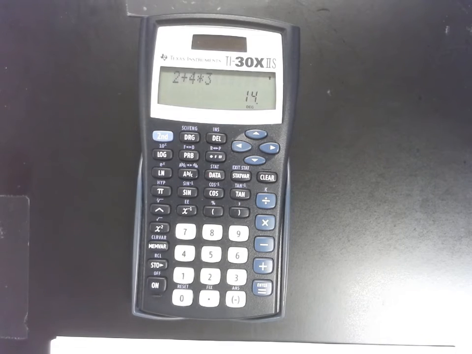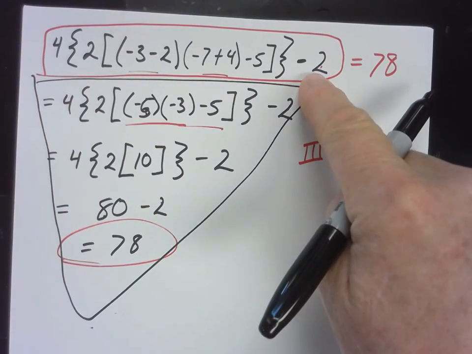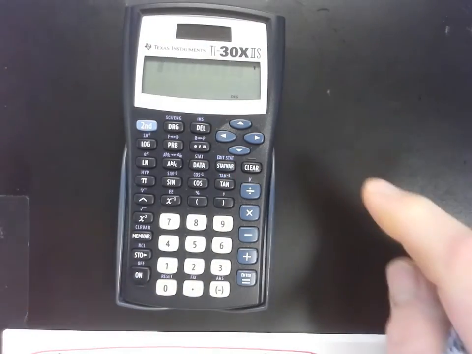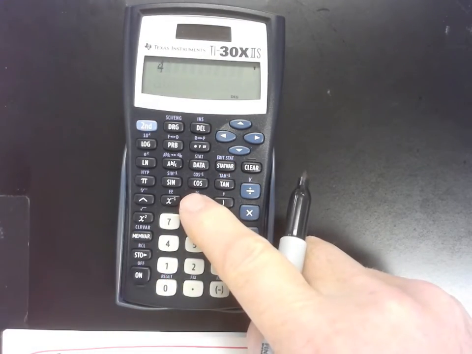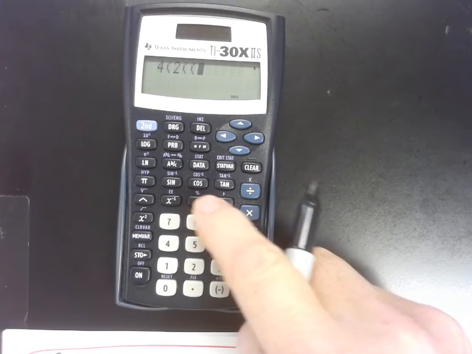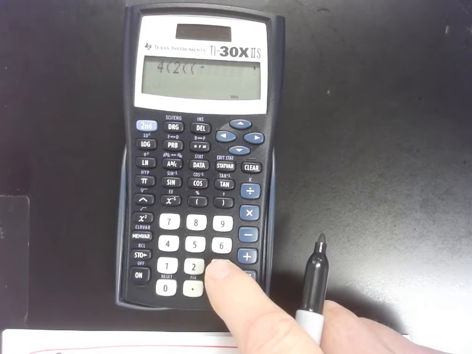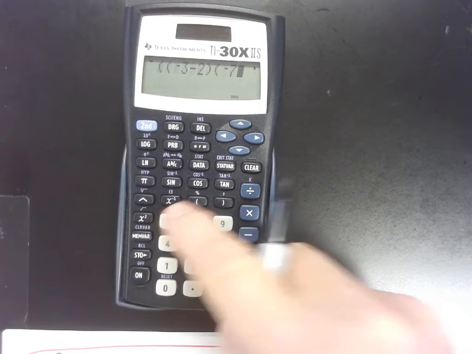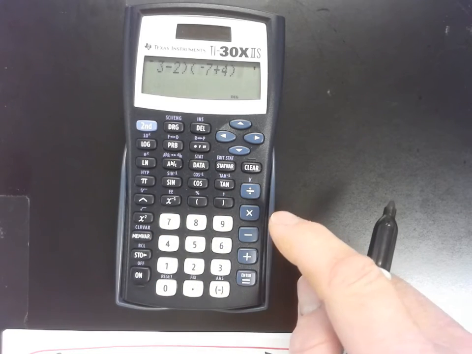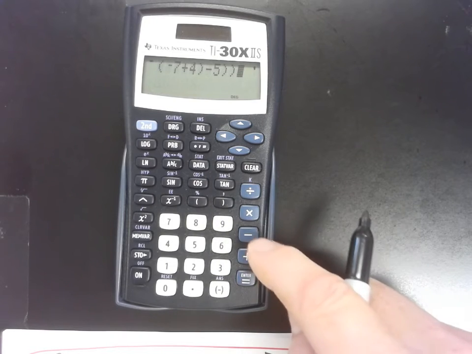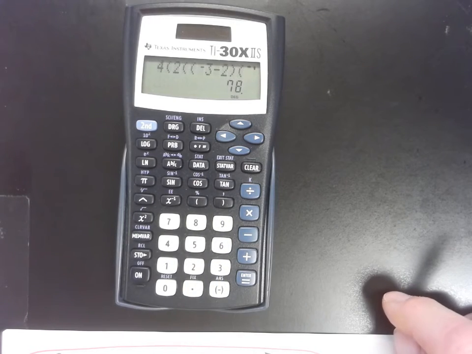In fact, do you think we could type this long nasty thing into a calculator and it would get it? Yeah. 4 open parenthesis 2 open parenthesis another open parenthesis negative 3 subtract 2 close parenthesis open parenthesis negative 7 plus 4 close parenthesis subtract 5 close parenthesis subtract 2. Sweet!